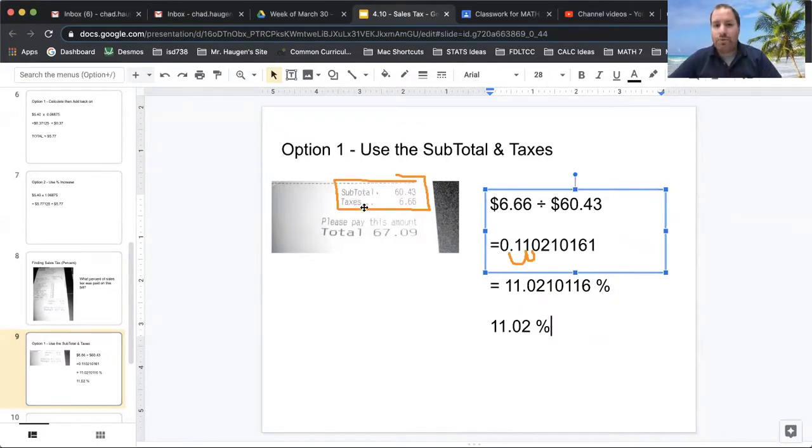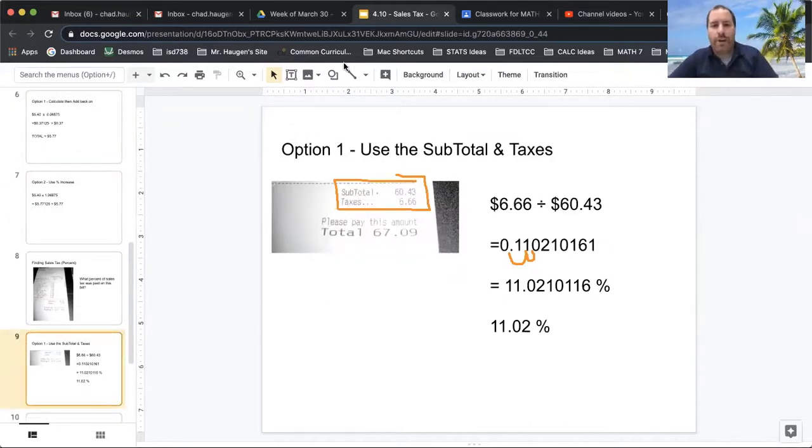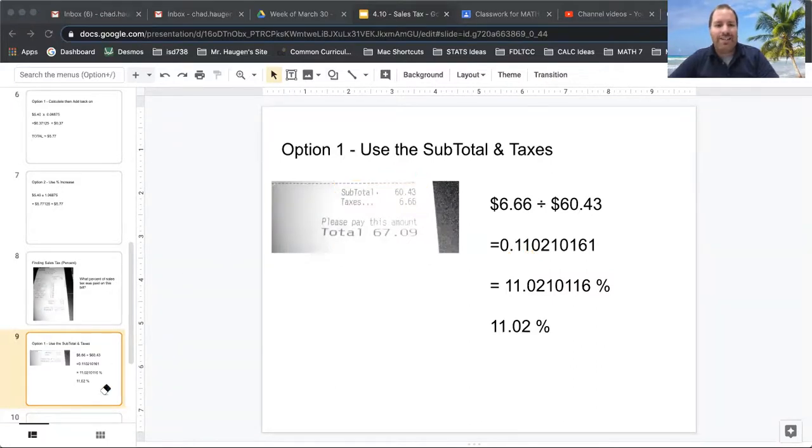So that's option 1. Just divide the taxes by the subtotal. That's one option that you have. And that's reflecting basically what we did here in our first option on this one, right? We did that. And so we're just using that, finding that percentage straight away. And all right, let me erase some of this stuff here. We're going to try a second option.